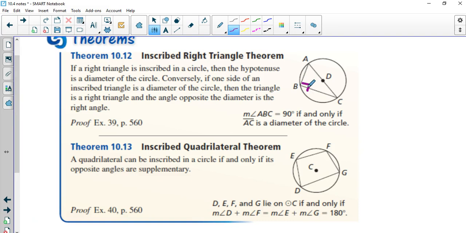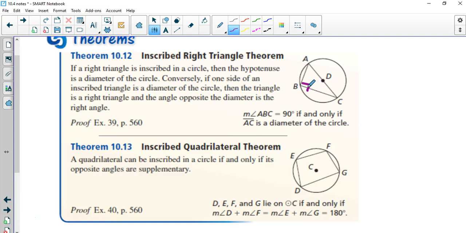And then a quadrilateral. A quadrilateral can be inscribed in a circle if and only if its opposite angles are supplementary. So, if you draw a quadrilateral inside a circle, and D, E, F, and G are all on that circle, then D and F are 180, and E and G are 180. Okay? Opposite angles are supplementary.